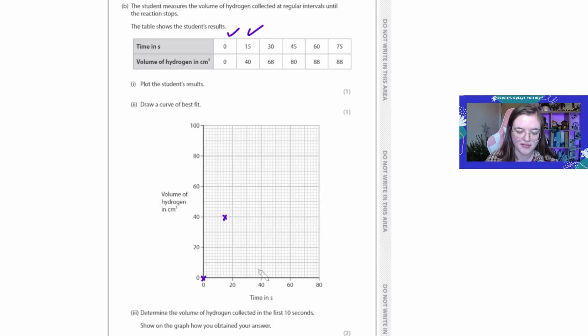And then we have 30 and 68. Well, 30 is going to be halfway between 20 and 40, all the way up to 60. Well, that's going to be 70. That's halfway between 60 and 80. Therefore, 68 is going to be one before that, which is there.